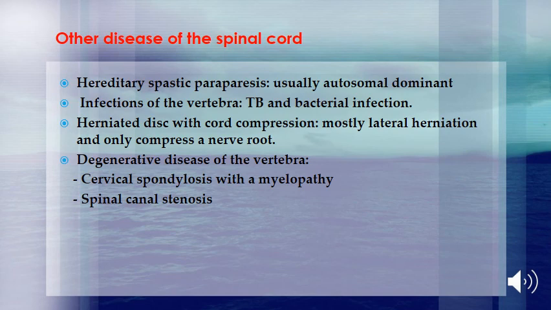Lastly, there are other diseases that affect the spinal cord, like hereditary spastic paraparesis, an unusual hereditary disease, autosomal dominant, and purely motor. Infections of the vertebrae like TB or bacterial infection, herniated intervertebral disc with cord compression, mostly lateral herniation that only compresses a nerve root, and degenerative disease of the vertebrae like cervical spondylosis with myelopathy or spinal canal stenosis.